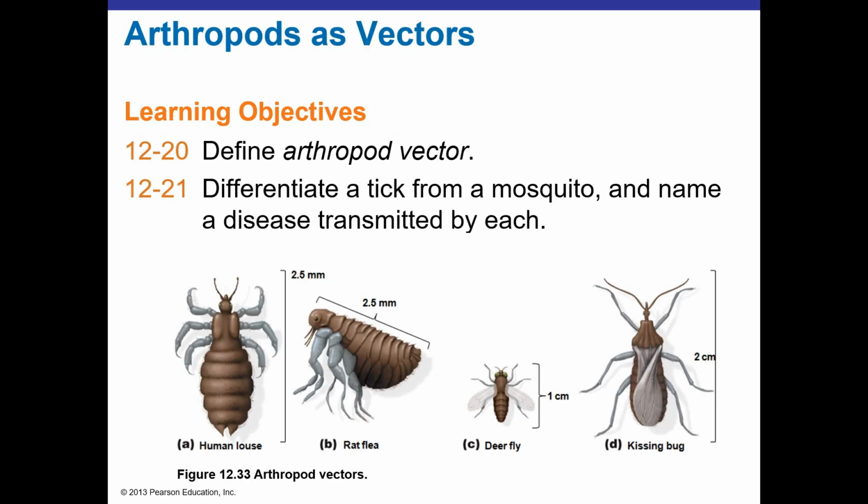So besides the obvious ways that we can ingest some of these, we also see that many of these can be given to humans by these arthropod vectors. We see many of the different types of examples here, anything from the human louse to fleas, deer flies, and kissing bugs. All of these are going to be things that are able to transmit diseases. Ticks and mosquitoes come to mind as well.